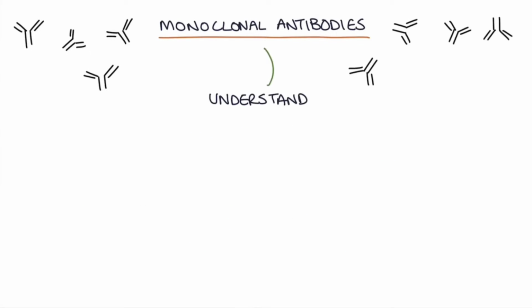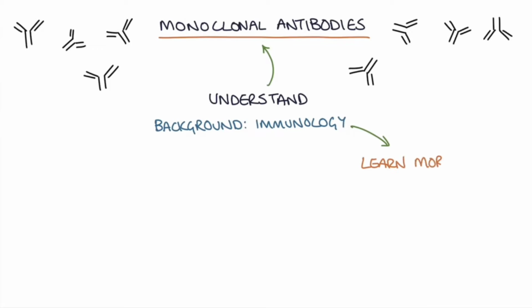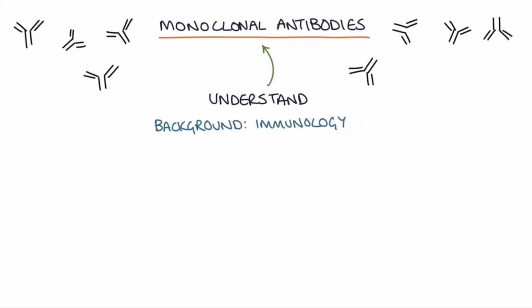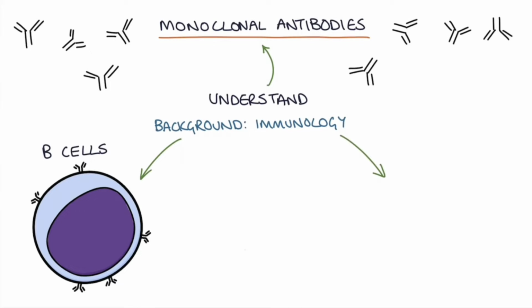To understand how monoclonal antibodies work, firstly, we need a bit of background knowledge of immunology. And if you want to learn more about the immune system, I recommend watching the Zero to Finals video on the cells of the immune system and the immune system in one video. But for this video, we're going to focus on the most relevant parts. And we need to focus mainly on the B cells and the antibodies.